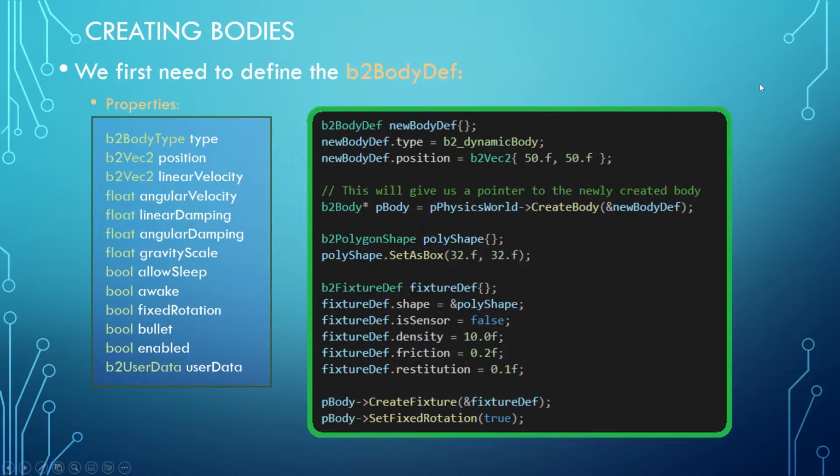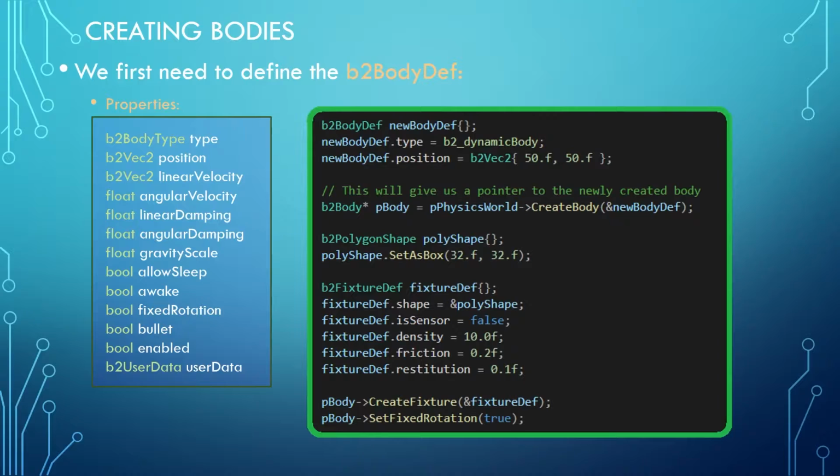Alright, so let's take a look at a simple snippet of creating a new body. Here we just create a basic new body def, and all we're setting is the body type to a dynamic body and its position. That's all we're setting. There's other things that we can set, but we can just leave that for now.